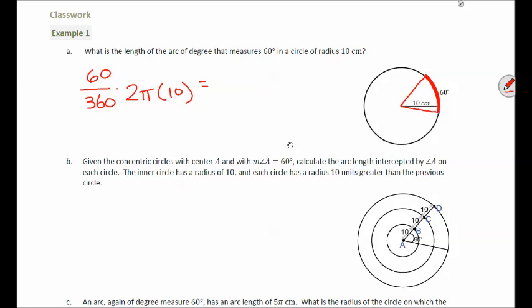So 60 out of the entire circle is the fraction of the circumference that I want. If I use the radius, I know the radius is 10. And so I get 60 over 360, which is 1/6, times 2 times 10 pi, which is 20 pi. So that simplifies to be 3.3 repeating pi centimeters.